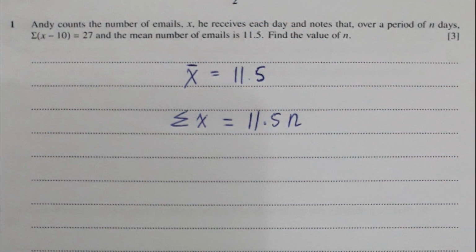Question number 1. Andy counts the number of emails X he receives each day and notes that over a period of n days, sigma (X minus 10) is equal to 27 and the mean number of emails is 11.5. Find the value of n. Here we know that the mean is 11.5 and so the sigma X is equal to 11.5 times n.